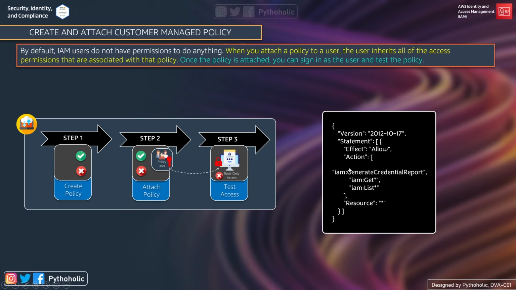Here you can see we have an allow effect and the resource is star, and the actions provided here are generate credential report, IAM get star, and IAM list star. And with these three, the user will be able to log into the AWS console with read-only permissions, because it will not be able to create any policy or update any policy. It can just list and read the policies that we have. It will be able to log in and view the policy and the permissions itself, but not update them or create them. And it will also be able to generate the credential report. So this is one of the ways we can create and attach the customer managed policy to a user.